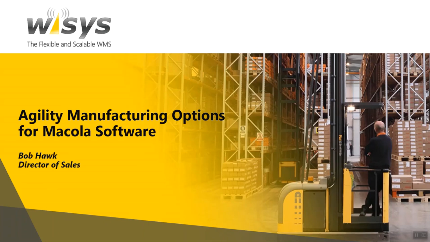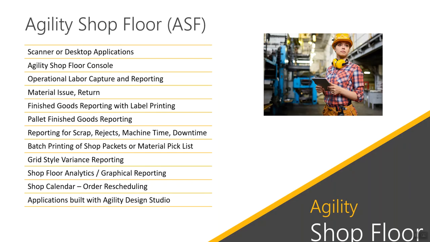Hi, I'm Bob Hawk. We're going to take a look at some options for Agility manufacturing, specifically shop floor. We have a number of new components available in the Agility Shop Floor module. There's a new console. We're going to capture labor and time reporting on operations and the Y count point. We can issue and return material right from the desktop console, report finished goods and create labels on the fly.